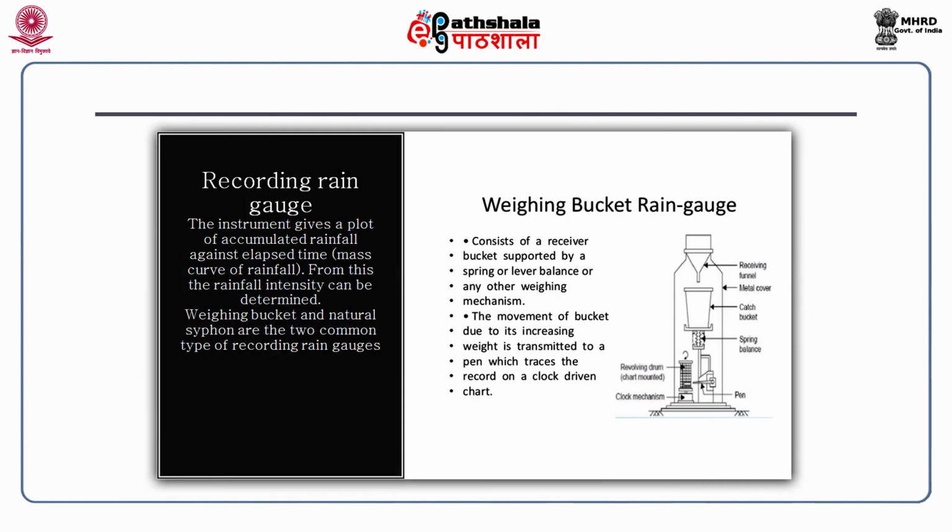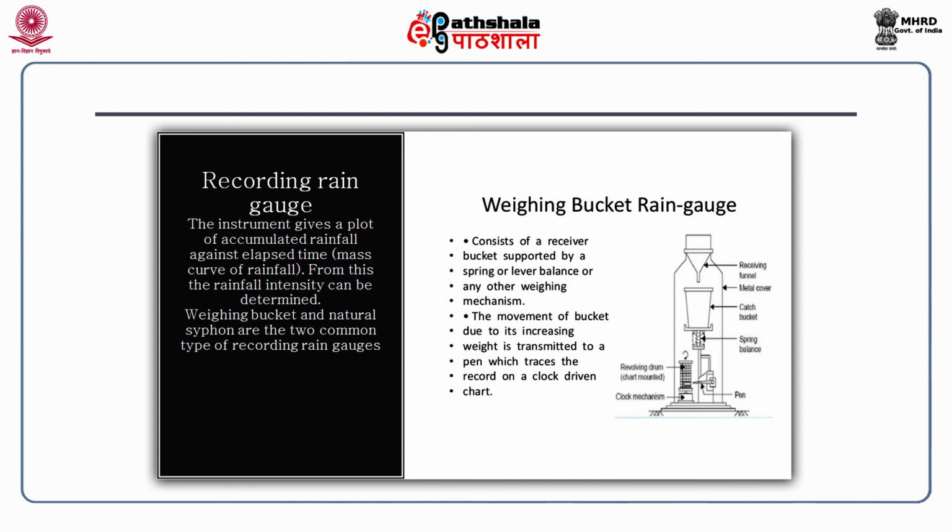When we look at the recording rain gauge, once again we see, like we had the automatic stage recorder, we are able to record the rainfall every minute, every hour. And why is that the case? If you see the diagram of the weighing bucket method, you will see that the water goes through the cylinder and there is an arrangement there which is connected to a graph. So, it is actually measuring the mass curve of rainfall, the total rainfall that has happened over a period of time.